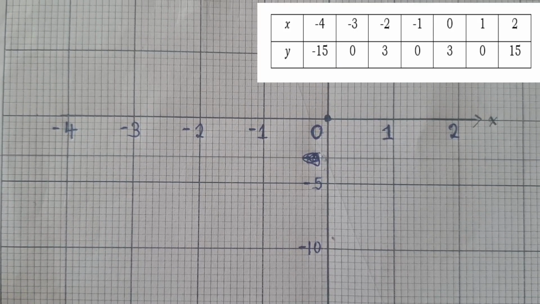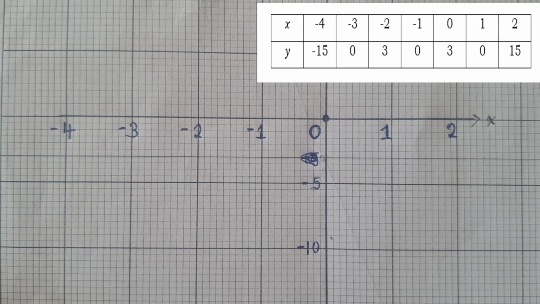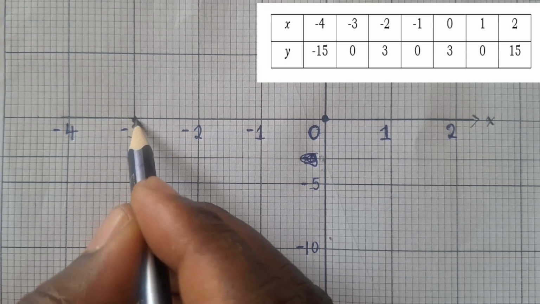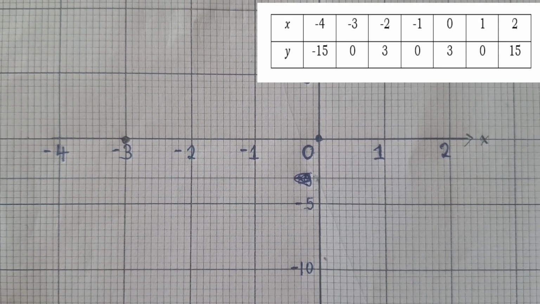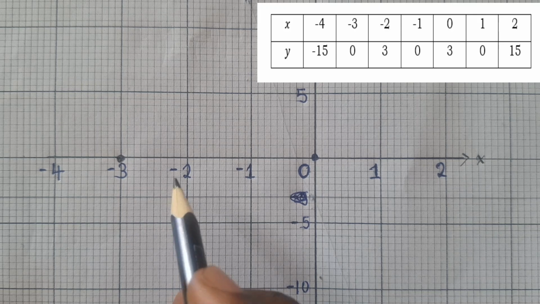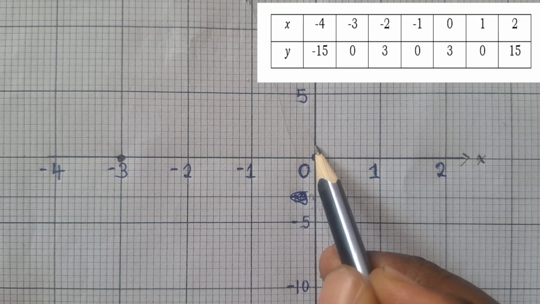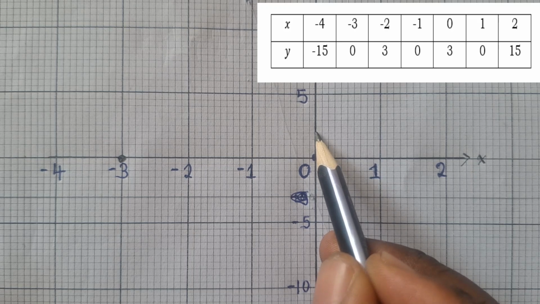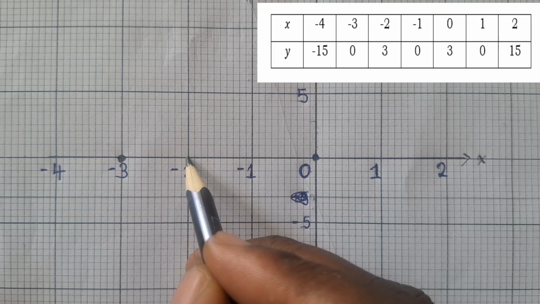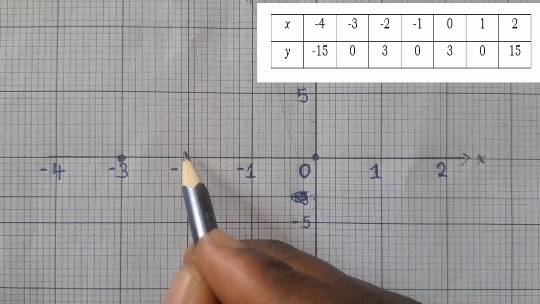Tell me the next one. X-axis negative 3, y-axis 0. Where is it? It's right over here. Yes. Next, x-axis negative 2, then 3. So we are skipping one line, isn't it? 1, skip 1, 2, skip 1, 3. It's supposed to be here. So negative 2, 3. Assume we have a line which is missing.